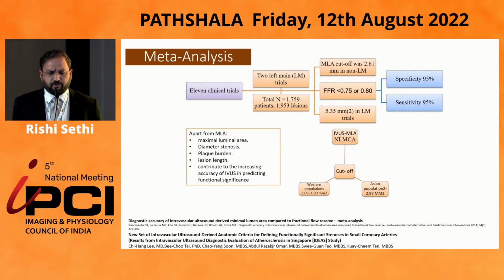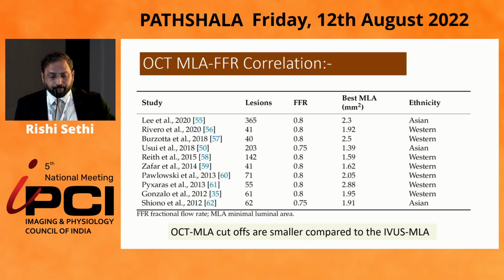Meta-analyses have shown similar results. The MLA cutoffs for non-left main diseases are 2.6, and for left main diseases around 5.35. Various studies have shown different values between Asians and Western counterparts, for example. But more or less, the figures hover around the same range. For left main disease with IVUS, it's somewhere around 4.5 to 6, and for non-left main diseases, anywhere between 2.5 and 4.0.